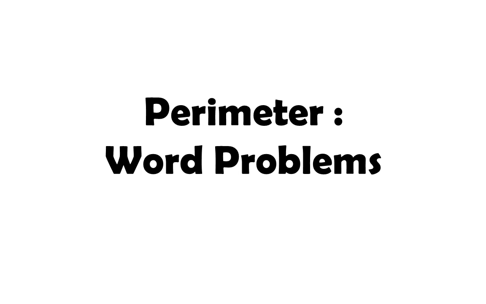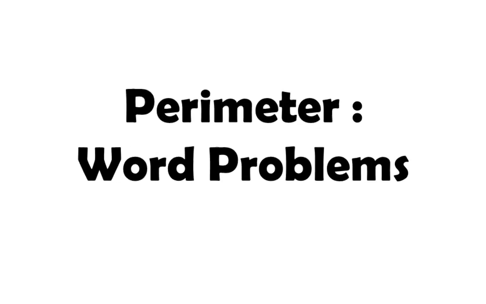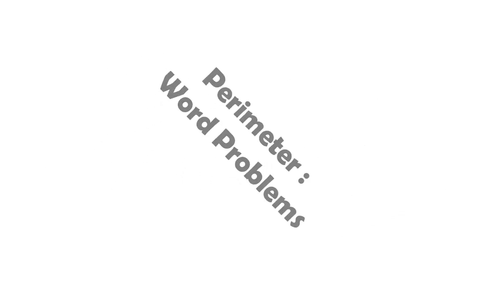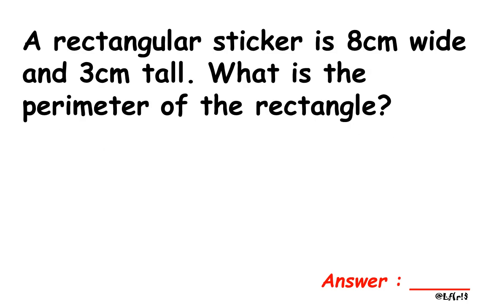Perimeter. Word problems. A rectangular sticker is 8 centimeters wide and 3 centimeters tall. What is the perimeter of the rectangle?